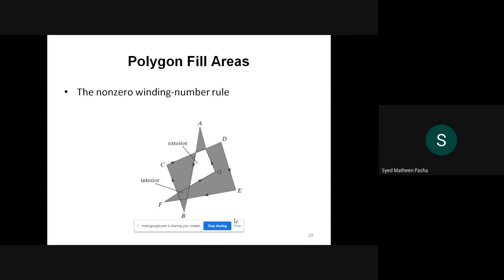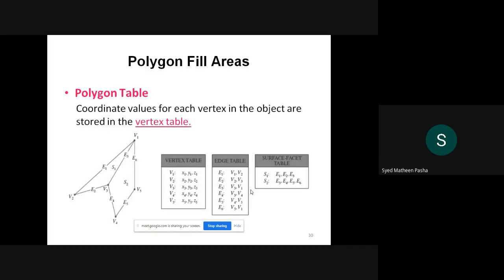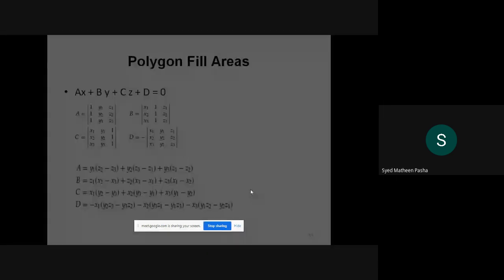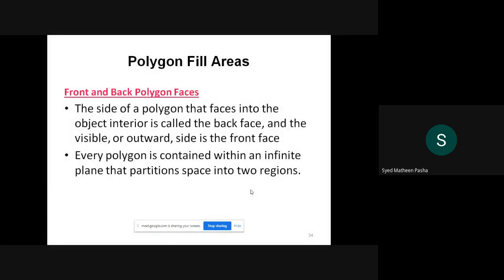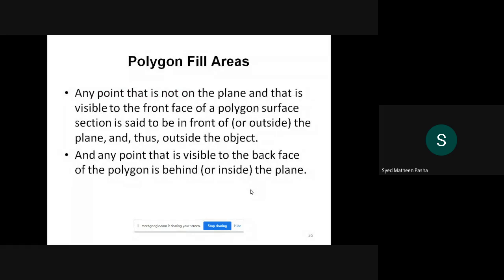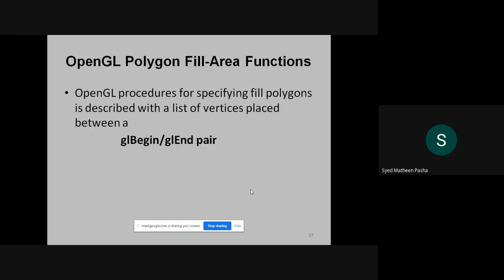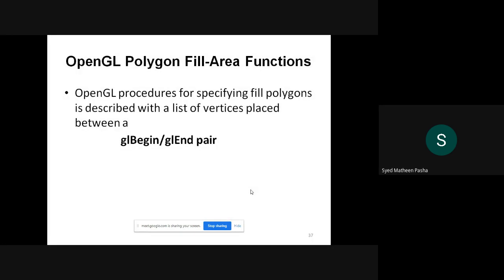In the next topics, we'll check out how to represent a polygon table and how plane equations are represented. With respect to that, we'll be defining some equations, and then how to calculate front and back faces of a polygon with respect to three dimensions x, y, as well as z. Then we'll check out some OpenGL polygon fill areas functions. So I will stop.